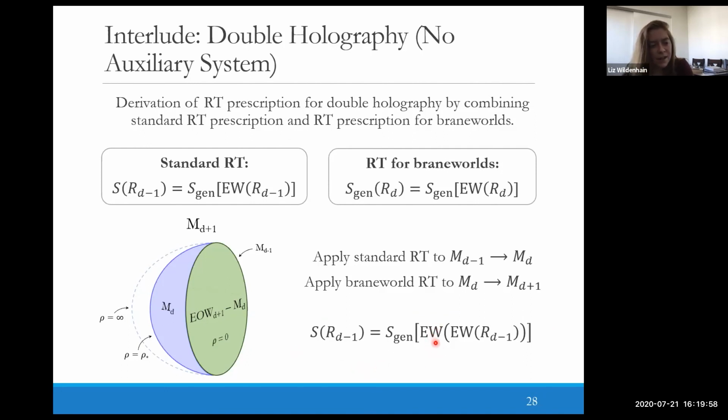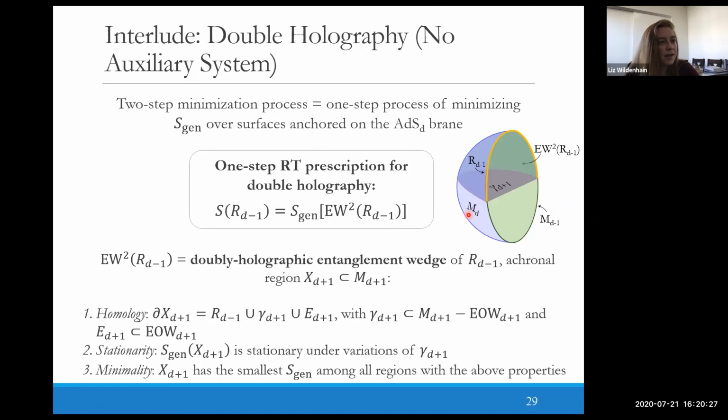And on the face of it, it looks like this would be a two-step minimization procedure, where you'd have to do the minimization for this first RT prescription, and then you'd have to do the minimization for this second RT prescription according to those three conditions that I mentioned before. So the homology, stationarity, and minimality conditions in order to find the appropriate entanglement wedge. But we show in our paper that this two-step minimization process is really equivalent to a single-step process, where you minimize the generalized entropy over surfaces anchored on the AdS D brane, and the D-dimensional brane. And this yields a prescription that looks very similar to our previous ones, except now we are looking for a doubly holographic entanglement wedge, which is a region in the highest dimensional bulk dual, the doubly holographic bulk dual in D plus one dimensions.